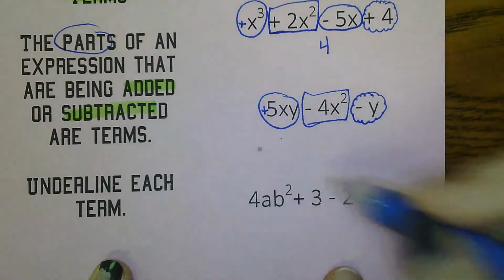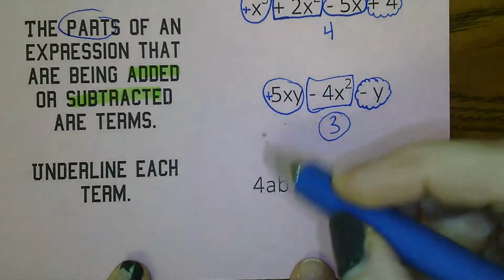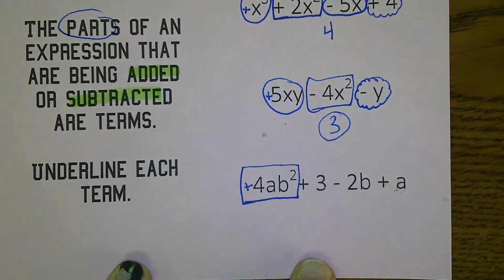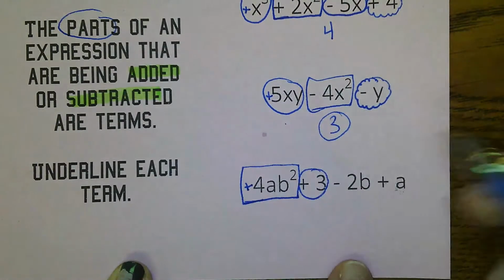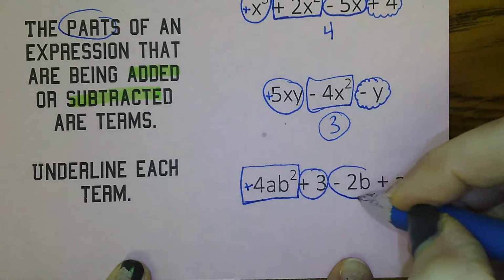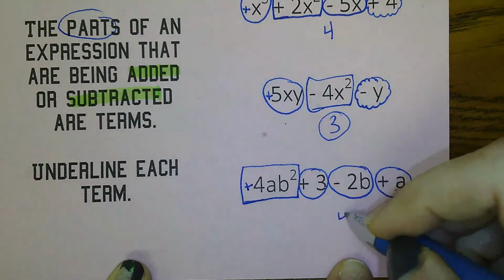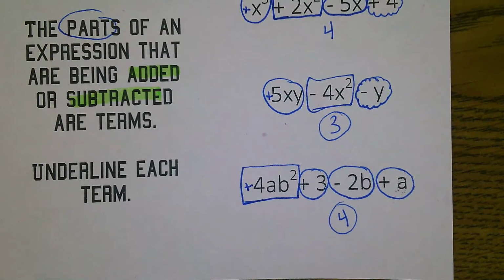The last one we have, our first term, 4ab squared, and that's going to be positive. Then a positive 3, a negative 2b, and a positive a. So again, there are 4 terms. Okay. Now I'm going to flip it around, and then we're going to start the coefficients, where I'm going to do one, and then I'm going to let you follow.